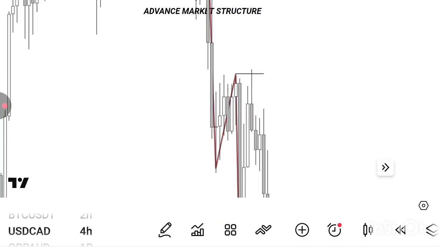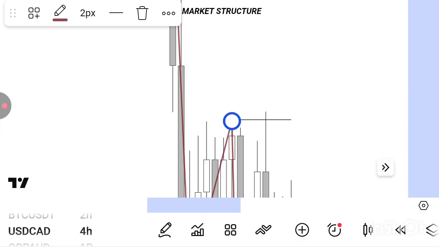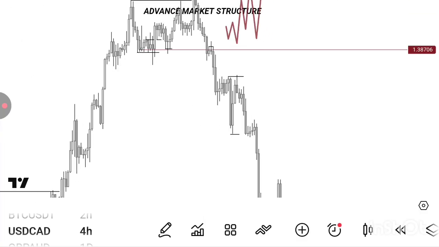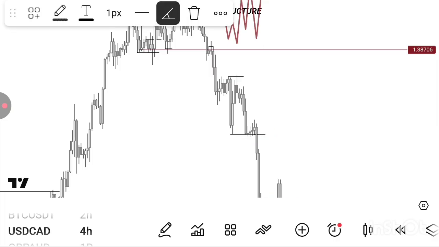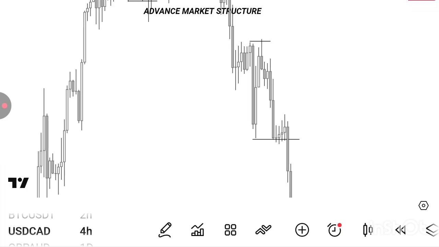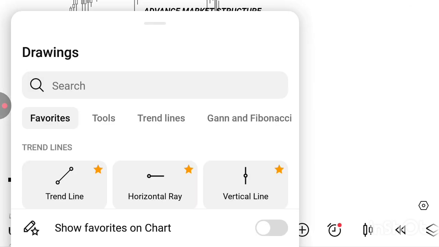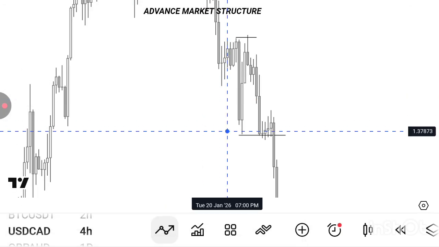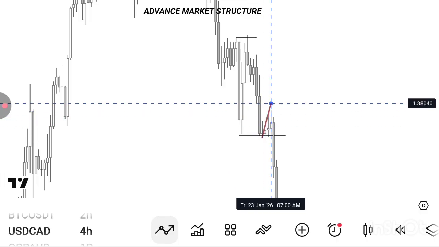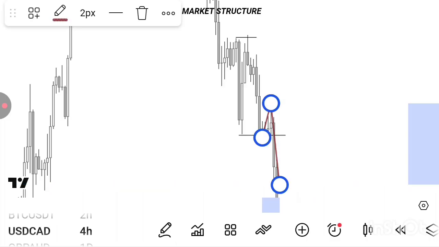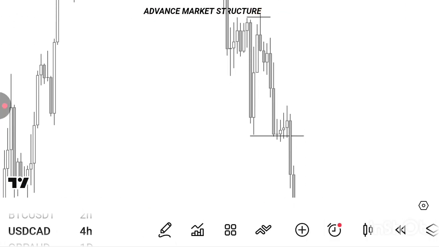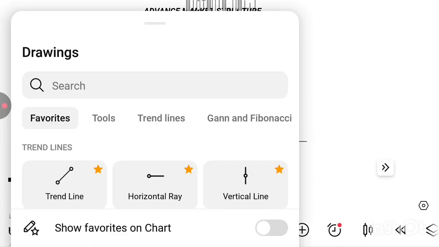What did price do? Price took it out, right? So after price took that particular internal range liquidity, what do you now expect price to do? Price then expanded towards the external. So after price expanded towards the external, then you expect what? A little reversal. And that was what price did at this particular level. Took out liquidity again before it would then drop. That's advanced market structure. Advanced market structure is as simple as ABC.